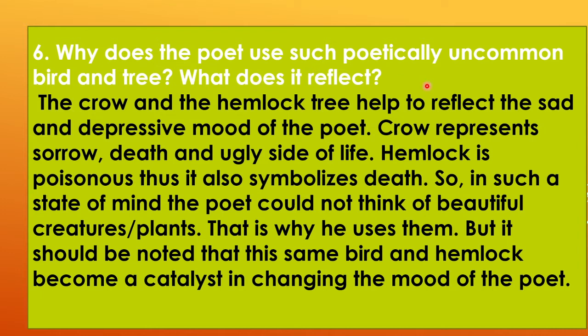Now, why does the poet use such poetically uncommon bird and tree? What does it reflect? Now, the crow and the hemlock tree help to reflect the sad and depressive mood of the poet. So, in the beginning, when the poet is sad, the poet is depressive. So, by the use of crow and hemlock tree, the poet builds this atmosphere. So crow represents sorrow, death and the ugly side of life. Hemlock is also poisonous and thus it also symbolizes death. So in such a state of mind, the poet could not think of beautiful creatures and plants. So he thought of crow and hemlock, and that is why he uses them in his poem.